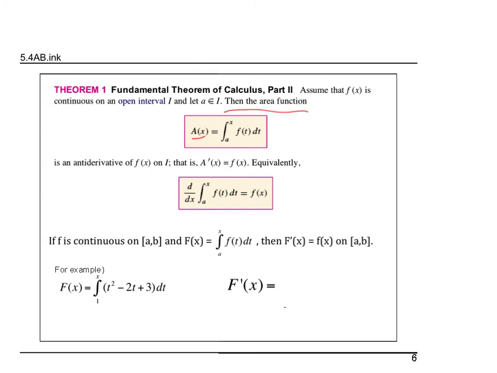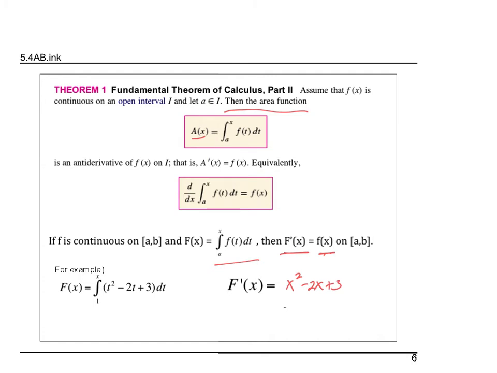If f is continuous on [a, b], and big F of x equals this integral, then big F prime equals little f of x on [a, b]. So for example, the first one is what we saw before. I can go right to my answer: if I am going to derive an antiderivative, or derive an integral, they're essentially opposite operations, so I'm going to get back to where I started with. The only thing I'm doing is replacing the t's with x's.